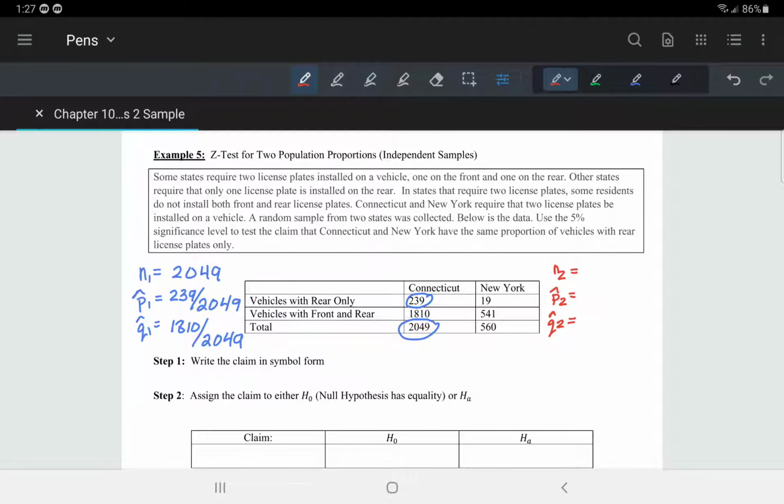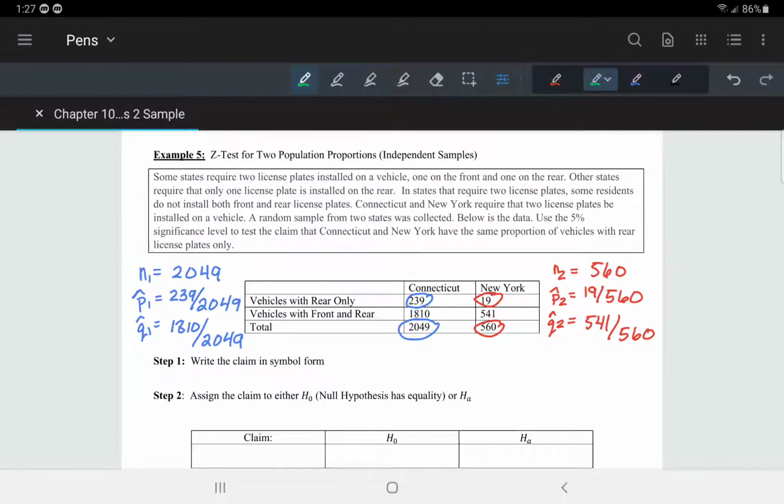Okay, then we do the same thing for New York. The total number here is 560. The probability of success, that would be getting a vehicle with a rear license plate only, is 19 out of those 560. And then the probability of failure will be the other 541 out of 560.